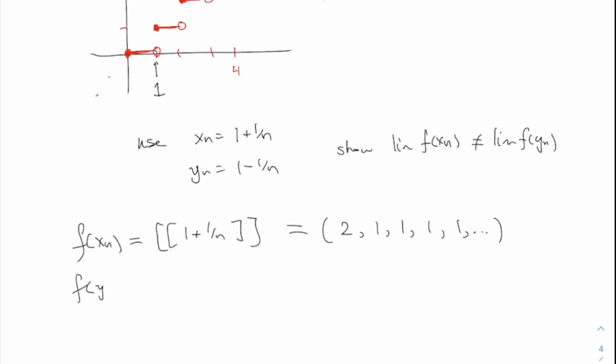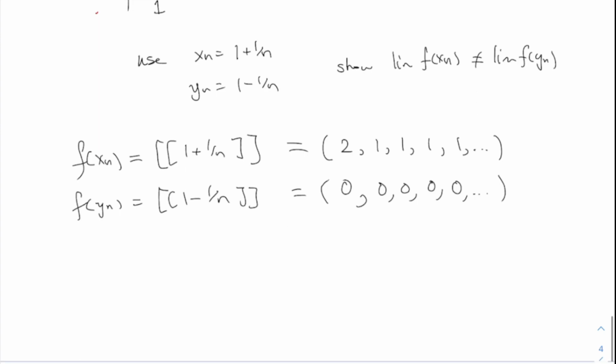F of yn is the greatest integer of 1 minus 1 over n. What does that sequence look like? Yeah, 1, 0, 0, 0, 0. Yeah, all zeros. Although you should wonder about the first number. I think the first number is also a 0 here. When you use n equals 1, it looks like 1 minus 1, which is 0. It's weird that the first one there has a different starting value and the second one doesn't. It's just how it goes sometimes.